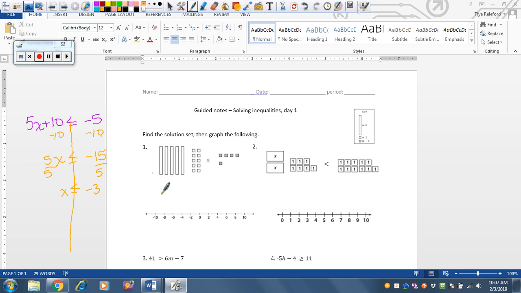So on your graph, you have a double chin, so that's a solid dot or a solid circle. And it's in between negative 2 and negative 4, right? Because we're at negative 3. Now you have to decide which way the arrow goes. This says x is less than, so the alligator is eating negative 3. So if the alligator is eating negative 3, that is the highest number I can go. So my arrow needs to be this way.